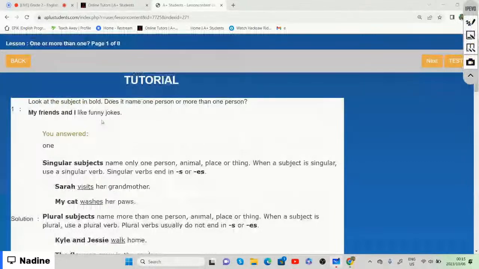So we're going to have to look at the subject in bold, and you're going to say, does it name one person or more than one person? Meaning, is it a singular subject or a plural subject? That is basically what we are going to answer.